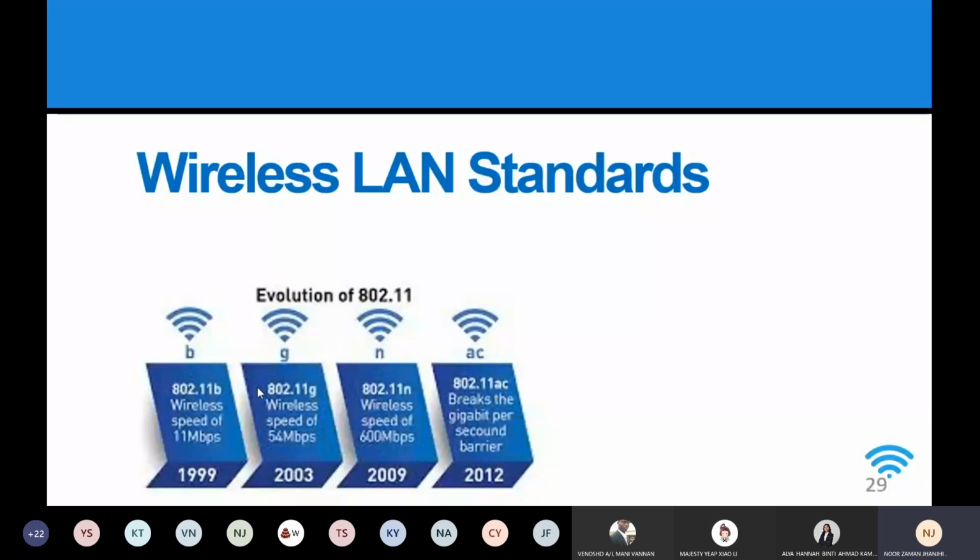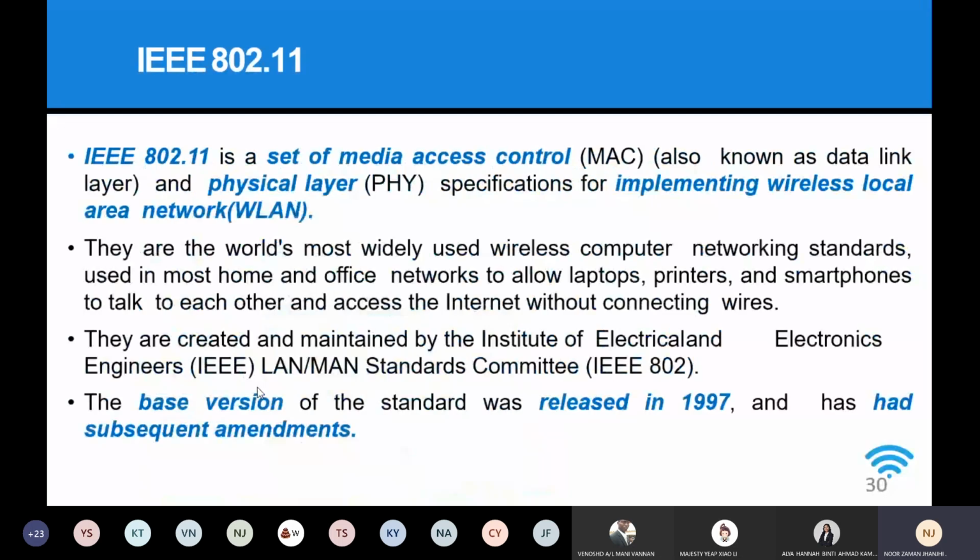So now you know why you are not able to connect with 5G, but you are able to connect with 2.5G, in case you have an old laptop or old device at your home. In the same way, the 6E we will discuss later on.